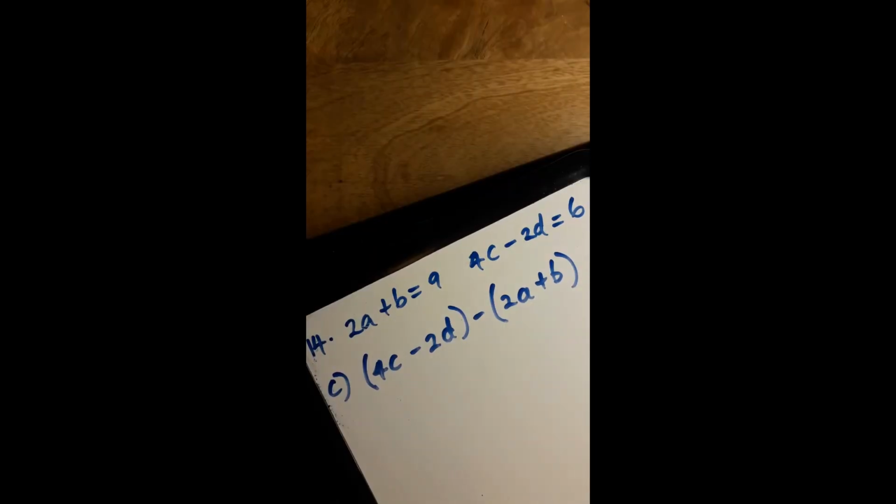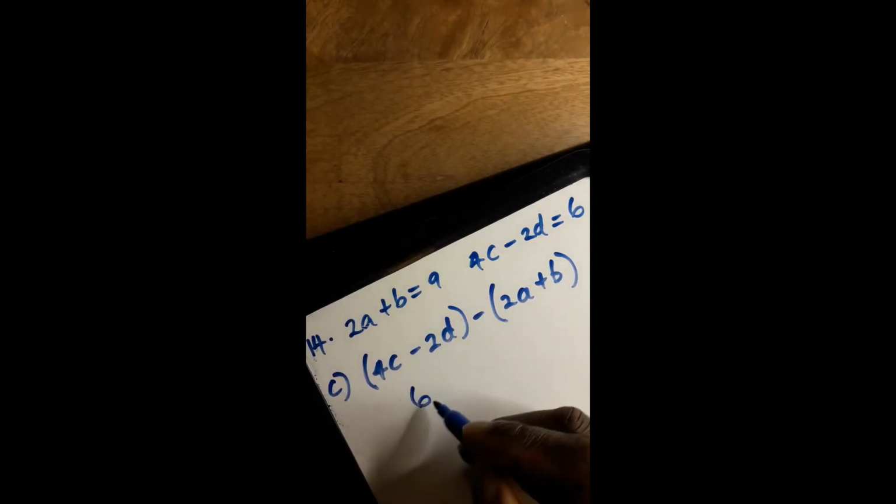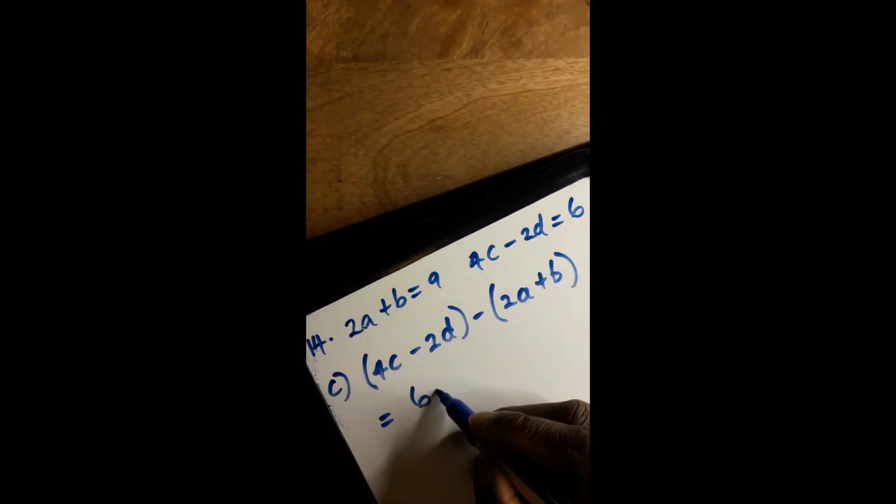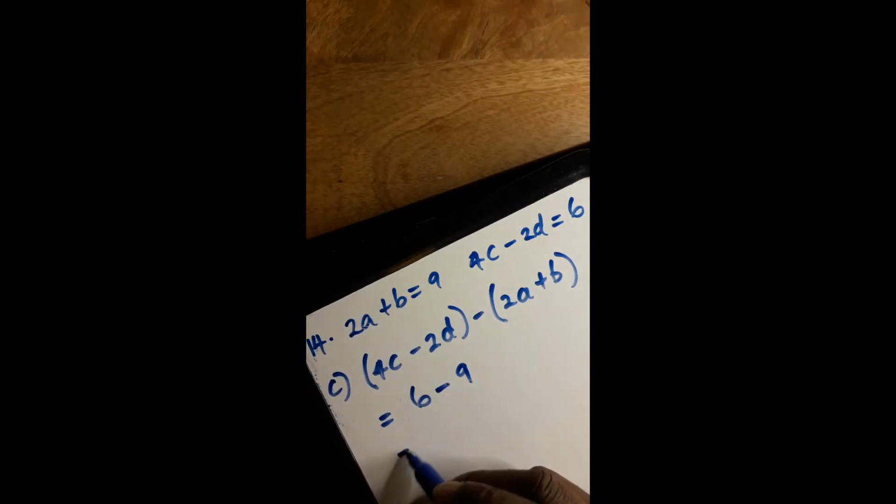In part C, we're given this expression 4c minus 2d in brackets minus brackets 2a plus b. Well, all we have to do is replace the numerical values for these expressions. We know 4c minus 2d is 6, and we know 2a plus b is equal to 9. We have 6 minus 9, and that gives us the result of minus 3 or negative 3.